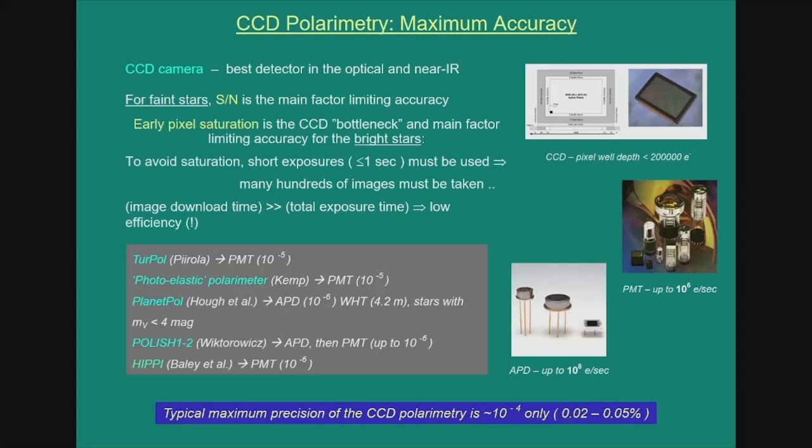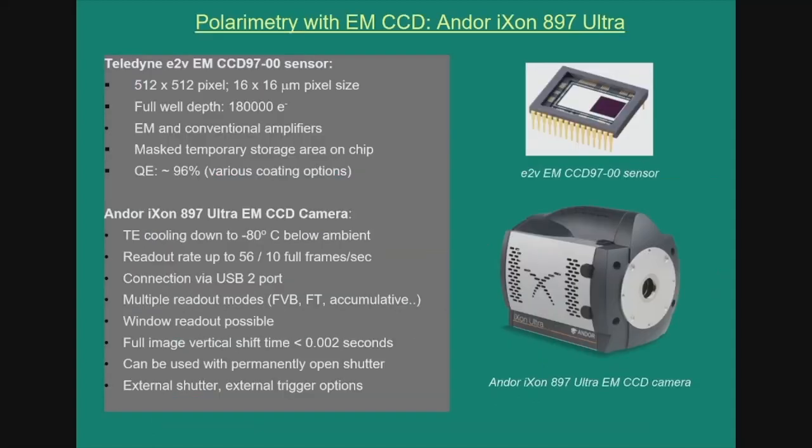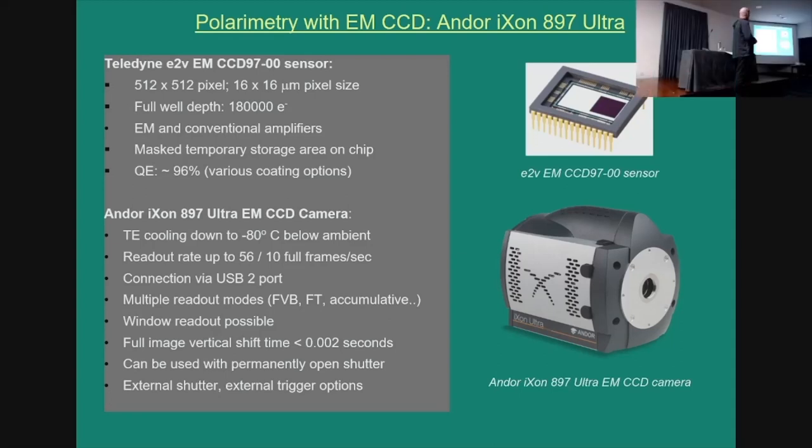And the main reason for this is this problem with the early pixel saturation. So the situation has changed some time ago when the CCDs with the fast readout appeared in the market. This slide shows an example of one such CCD detector, which is manufactured by Teledyne e2v. It is a CCD detector with an imaging size of 512 by 512 pixels.